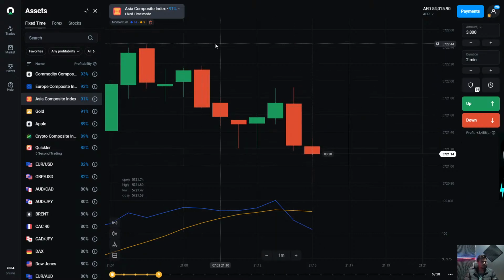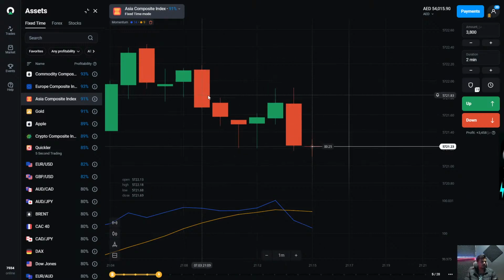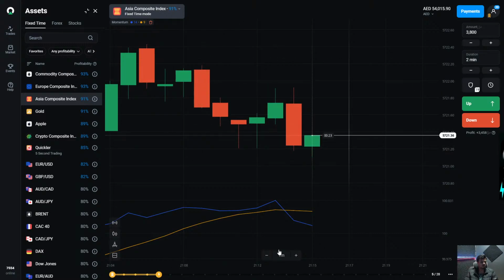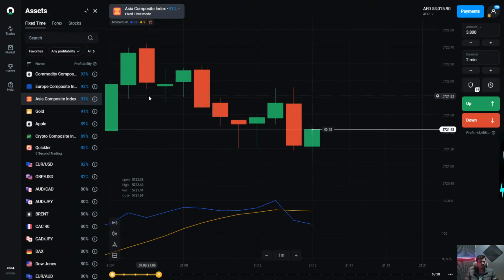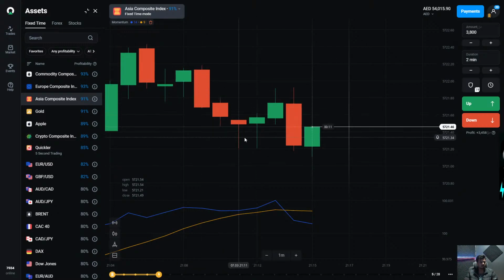So the Asia Composite Index, for the last 3 minutes, 1, 2, 3. How am I counting these minutes? Because here I chose the time frame of 1 minute, and when you look at this Japanese candlestick, these are candle formations, officially called the Japanese candlestick. So I count the time: 1 minute, 2 minute, 3 minute.